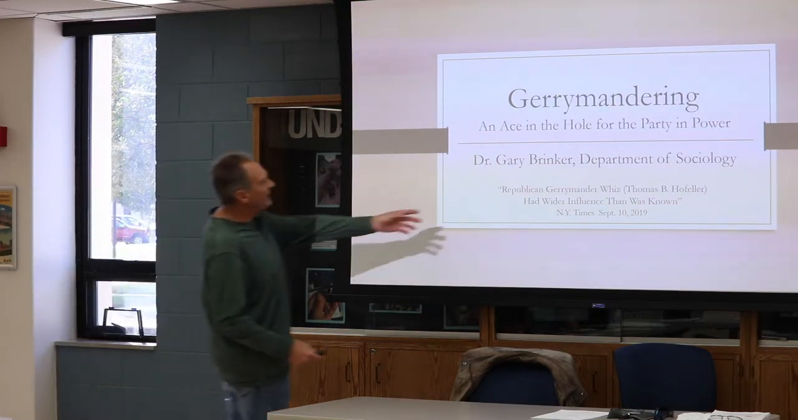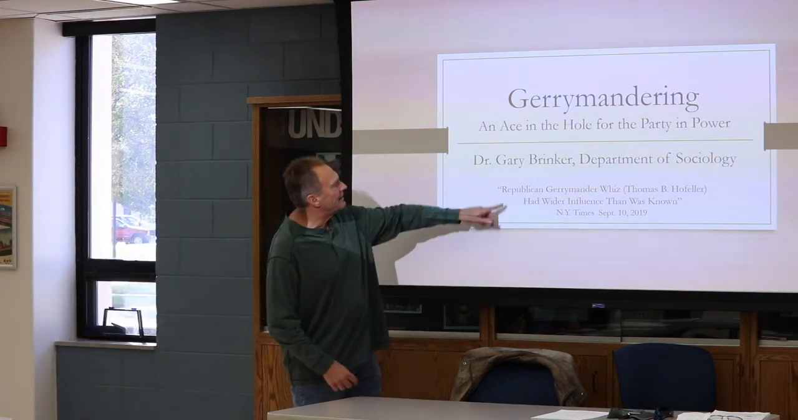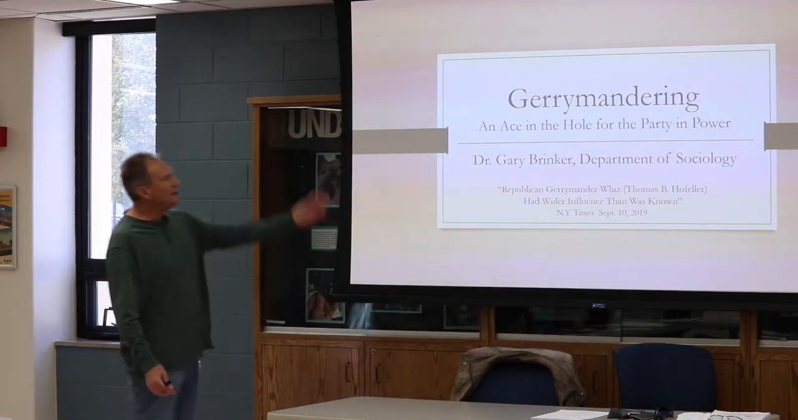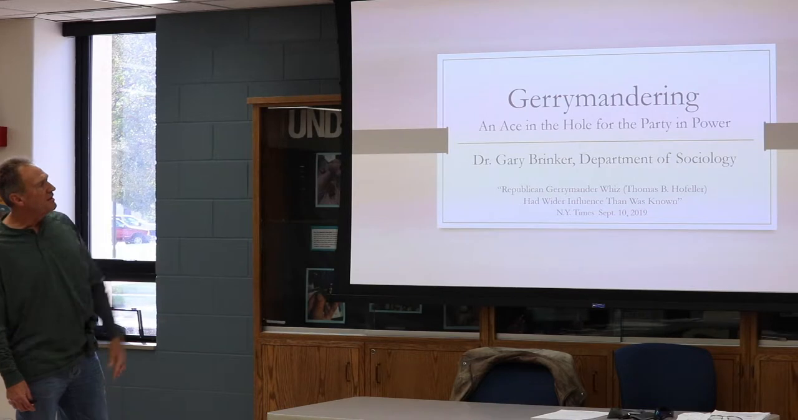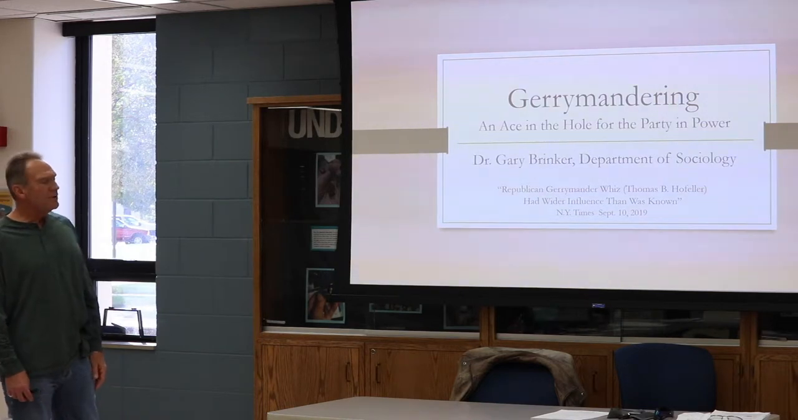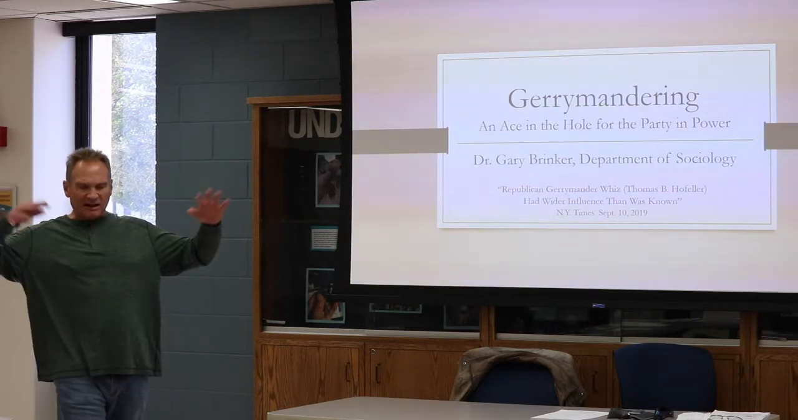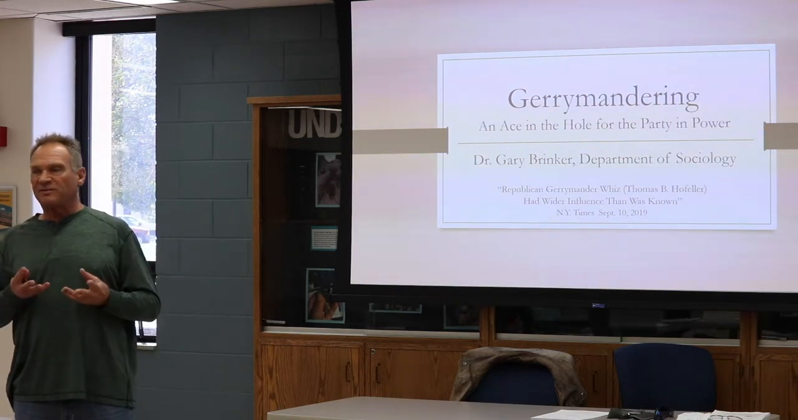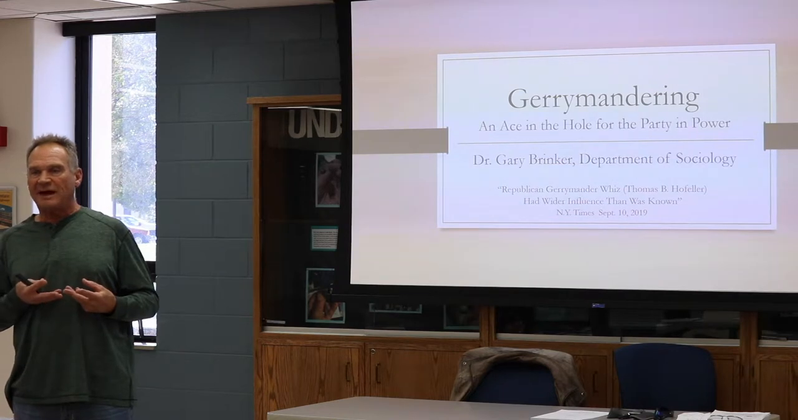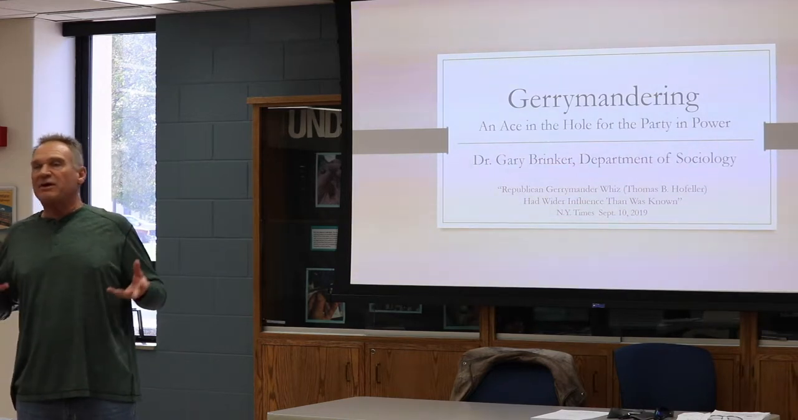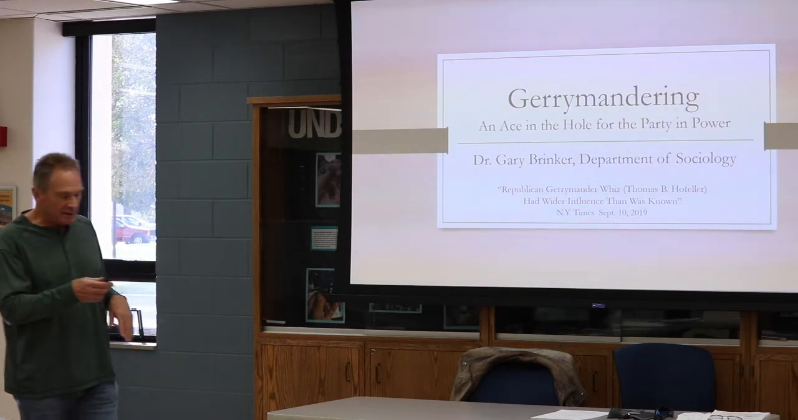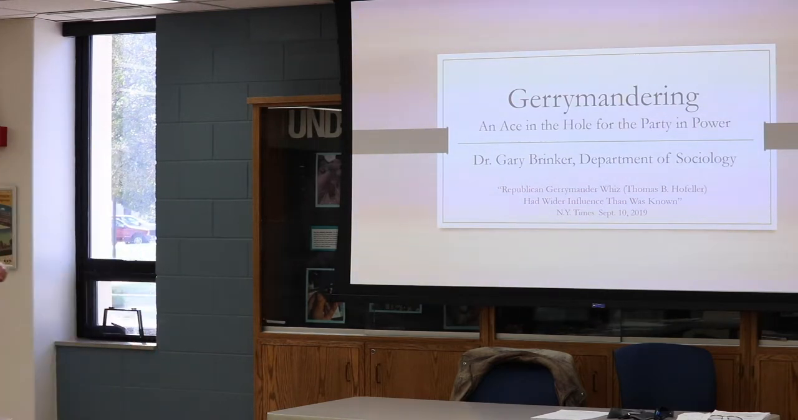This presentation came from a New York Times article from September 10th entitled "Republican Gerrymander Whiz Had Wider Influence Than Was Known." And of course, this whiz they're talking about is a man named Thomas Hofeller, who basically found a way to innovate some megadata on voting and to use some sophisticated analysis techniques to actually gerrymander and give the party that he worked for, which of course was the Republican Party, a big advantage in several elections. And I understand he was paid quite well for that.